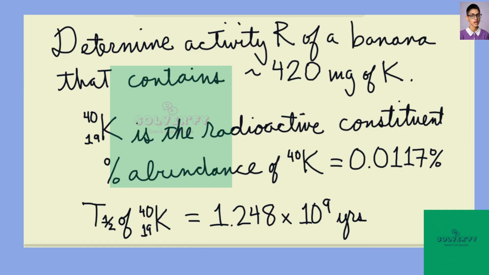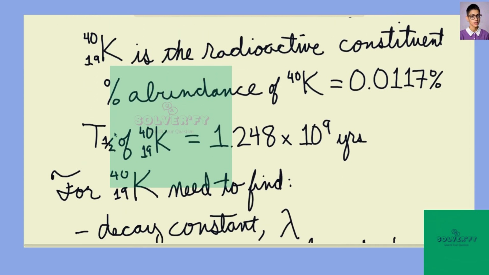In this problem, we're asked to determine the radioactivity R of a banana that contains 420 milligrams of potassium. In potassium, it's potassium-40 that is the radioactive constituent, the radioactive isotope. If you look up in Appendix B, the percent abundance of potassium-40 is 0.0117%.